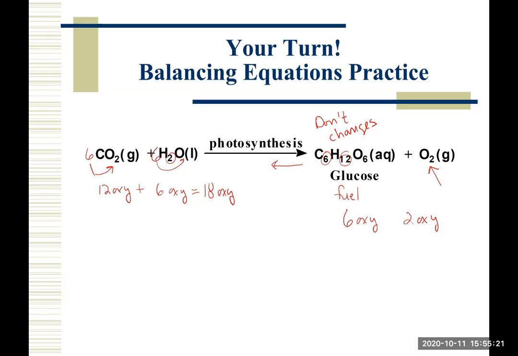So that means if we put a 6 in front of the O2, we now have 6 plus a total of 12, which gives us a total of 18 oxygens on both sides, and this reaction equation is balanced.